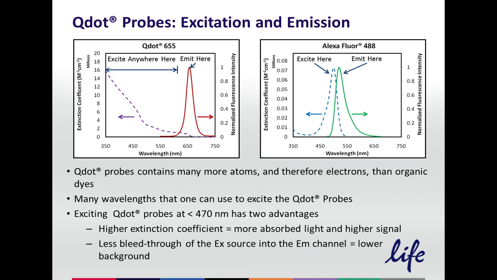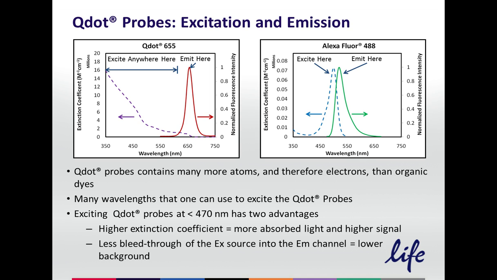And they don't have the typical curve that organic dyes have. Remember, I mentioned how organic dyes like Alexa 488 here on the right have bell curves for their excitation and emission wavelength. Well, Q dots are different. The lower you excite them, the more efficiently they absorb. And so you want to use your lowest available excitation filter or laser line to excite them optimally.